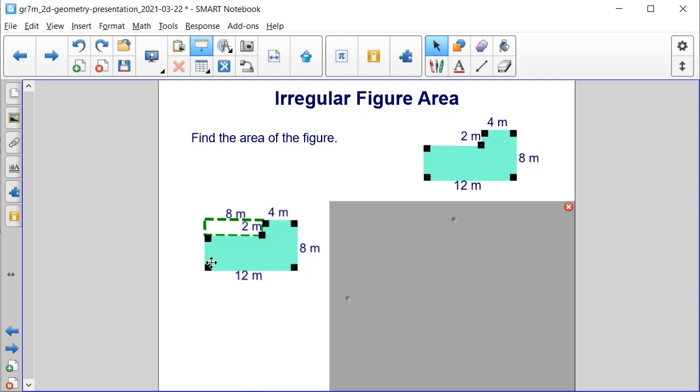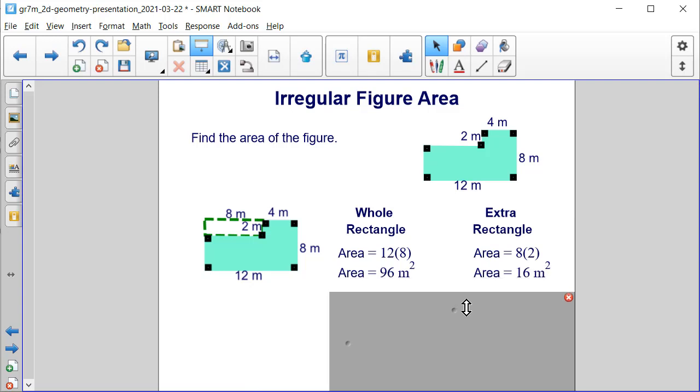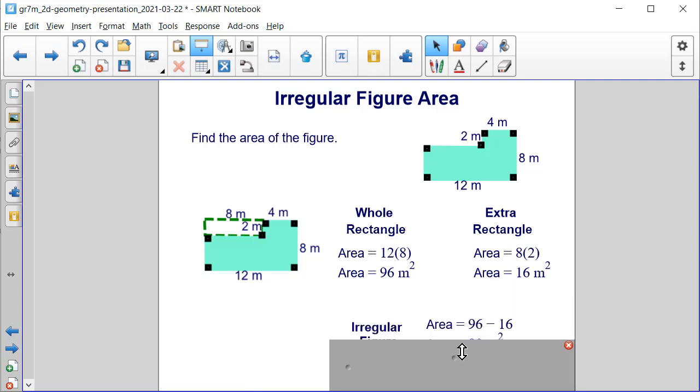So we can find the area of the whole rectangle as 12 meters times 8 meters, which is 96 square meters. And then we can subtract out 8 meters by 2 meters, which is 16 square meters. And then once we get both of these area values, we can subtract them and do 96 minus 16 to get 80. And that's the same answer that we found earlier.